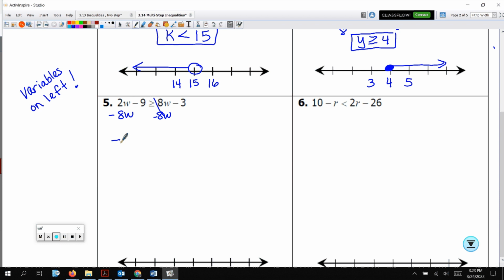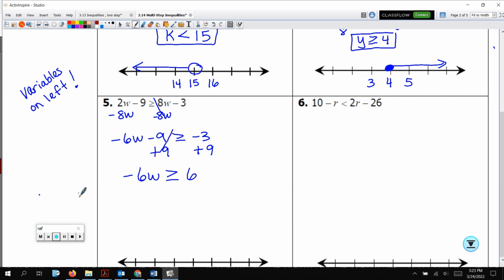2 minus 8 is negative 6w, minus 9 greater than or equal to negative 3. Now we got a 2-step. Hey, we know what to do, right? First, we're going to undo this negative. We're going to add 9. Negative 6w greater than or equal to positive 6.